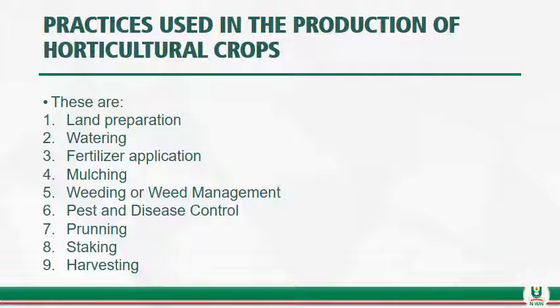Moving on, we'll talk about the practices used in the production of horticultural crops. It's important to note that from the beginning to the end of any production process, there are a series of practices that should come into play. The first one here is land preparation. Next is watering. The third is fertilizer application. Fourth is mulching. Fifth is weeding or weed management. Then the sixth is pest and disease control. Seventh is pruning, eighth is staking, and the ninth practice here is harvesting. However, we'll be talking about the first to eighth points, but the ninth point, which is harvesting, we'll talk about in the next topic because it's a whole topic on its own. So the first one we'll be talking about now is land preparation.